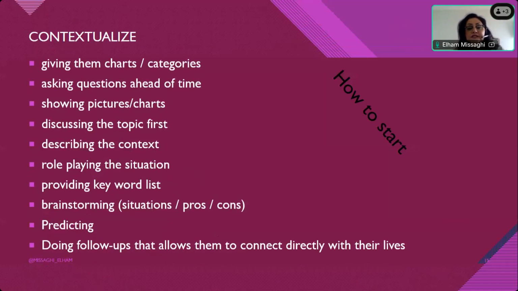The context, sometimes you need to describe the context. This is a story about Jack. Actually, Jack recently faced a problem at school. So you describe the context. So they start to think about Jack, and then they become curious. What's the problem for Jack in school? Then start reading or listen to it.